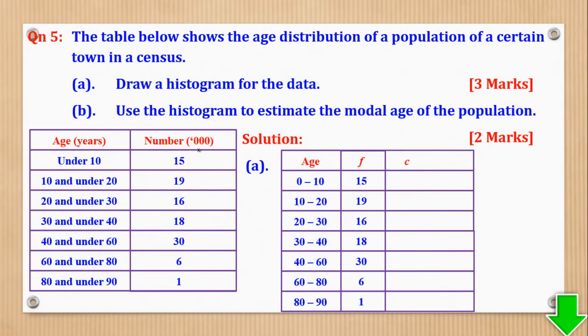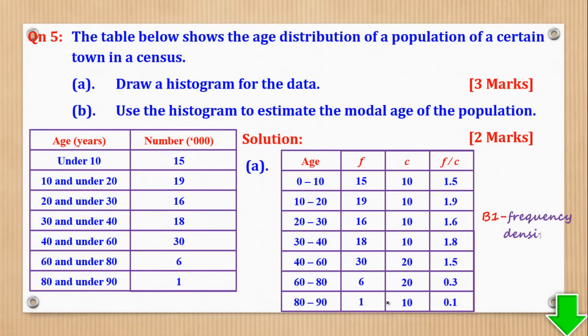Then now we are going to get the class width by subtraction. This minus this, subtract. So I think you realize that there is a change in class width, meaning this is an unequal class width. Therefore, we plot frequency density against class boundaries, implying that we need a column of frequency density, where we divide frequency by class width for each class. Okay, so we are going to plot frequency density against class boundary.